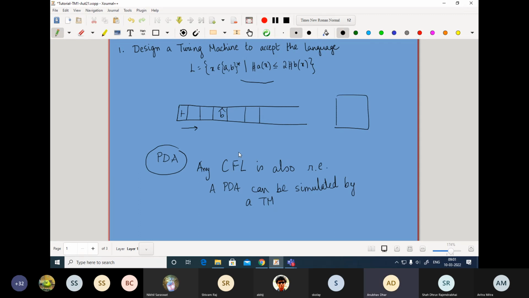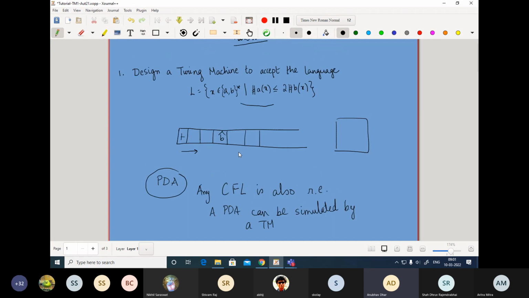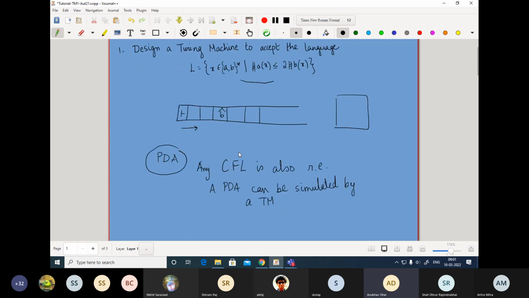Ma'am, the stack can be simulated on the state, but in a PDA we are allowed to move from final states to non-final states and vice versa. But in the Turing machine, we need to stay in the final state and we need to stay in the reject state. So how would we do that? Yeah, you can try and see how you can do that. That's one step.